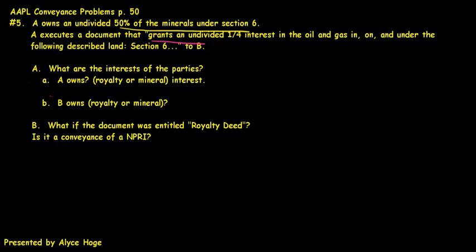Okay, now let's look at number 5. Number 5 is very similar to number 4, so I basically kept the language the same, except there is one significant difference, and that is here where it says grants an undivided 1/4 interest in the oil and gas lease. In question 5, that reads grants an undivided 1/4 interest in my interest.